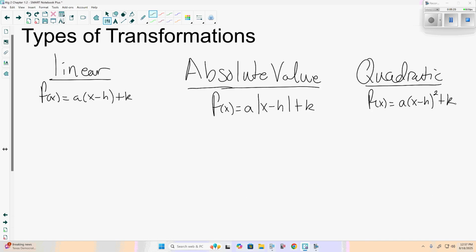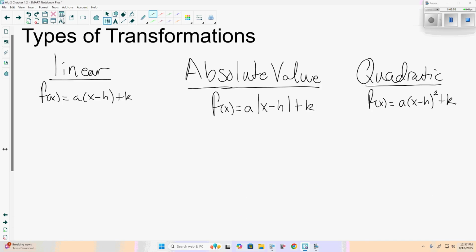Now, each of these here, A, H, and K, correspond to a type of transformation. A transformation we're going to apply to it, be it horizontal translation, vertical translation, horizontal stretch, horizontal shrink, vertical shrink, and reflection across the X and Y axis. And we use these here to signify what transformation is happening when we look at the function, what is being applied to it.